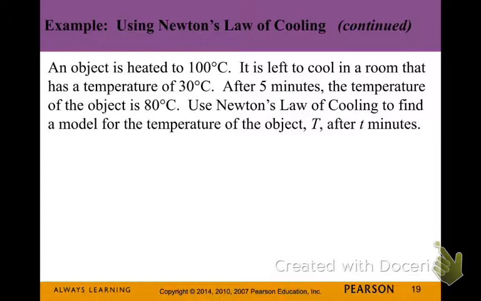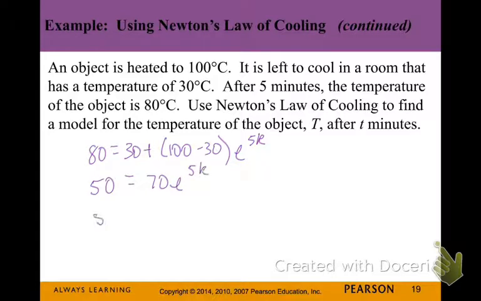So now it says we're going to find a model for the temperature. So we're going to plug those values back in, and we're going to solve for K, because we're plugging in 5 for small t. All right, so the first thing we want to do is subtract the 30, which gives us 50, and then do our subtraction in the parentheses, which gives us 70.